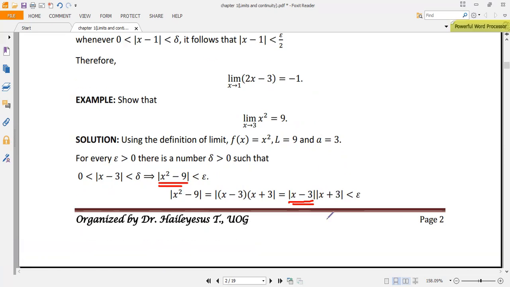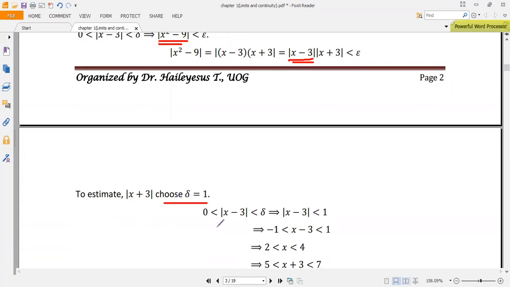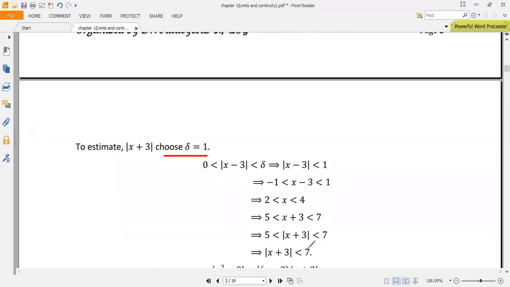So to remove this non-constant term, let's choose the first delta. Delta is equal to 1. So it becomes 0 less than absolute value of x minus 3 less than delta implies absolute value of x minus 3 is less than 1. So by absolute value definition, minus 1 is less than x minus 3, which is less than 1. So adding 3 on each side, you'll get 2 less than x less than 4.